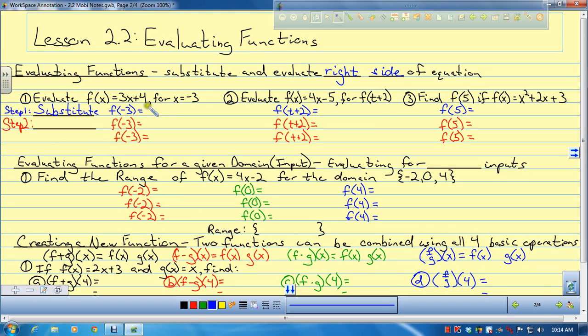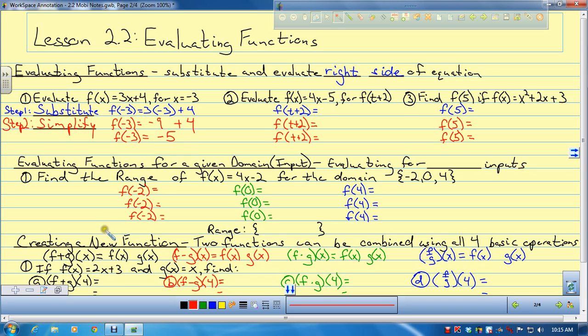Okay, so when we substitute that in, especially when you're substituting in a negative value, when you go over here to the right hand side, I would highly recommend putting it in parentheses. So I'm going to have 3 times x, which is now negative 3, plus 4. Okay? And then we're just going to simplify from there. So 3 times negative 3 is negative 9 plus 4. And negative 9 plus 4, as we know, is negative 5.